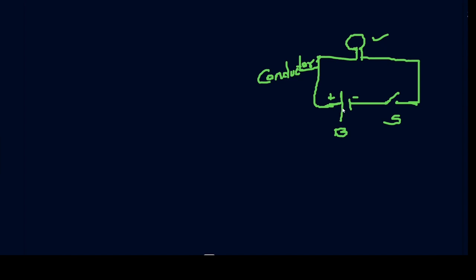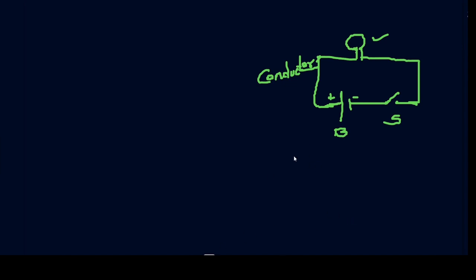Now I have taken a wire, an electric conductor wire, and I have connected it to a bulb and then a battery. Now what's happening here? If I just switch on this circuit, then current will pass through and this bulb will glow, right? But what if I have the switch in the off position? In the off position, the bulb will not glow.